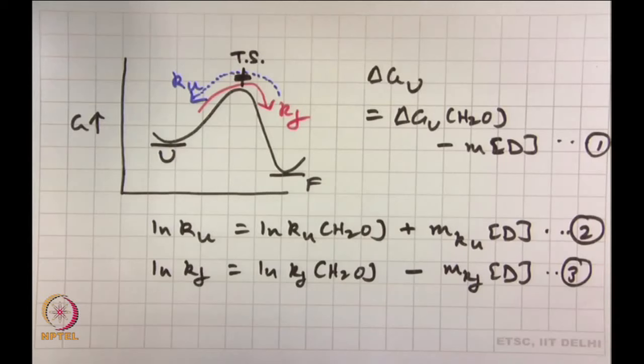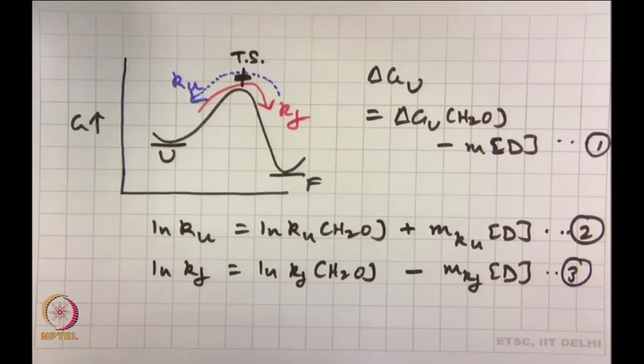Because if I am moving more and more to the unfolded state, it will become that much harder for me to come back to the native state. So, that is what it means. In other words, the lower the concentration of denaturant, the easier it is for me to go to the folded state, and hence the higher is the rate constant, which is Ku, and then ln Ku.